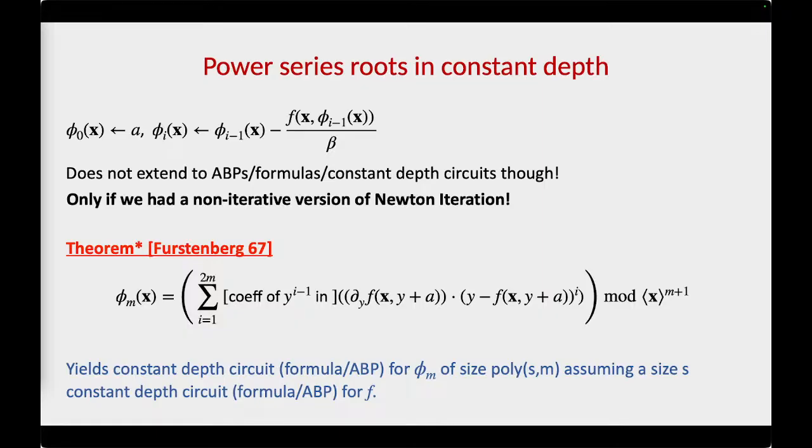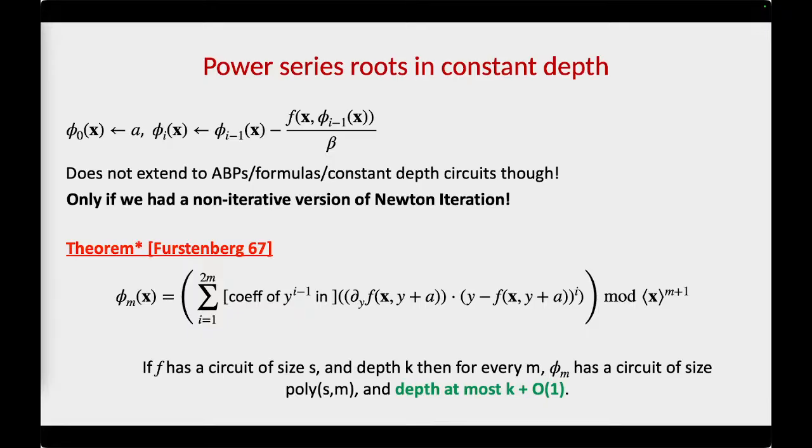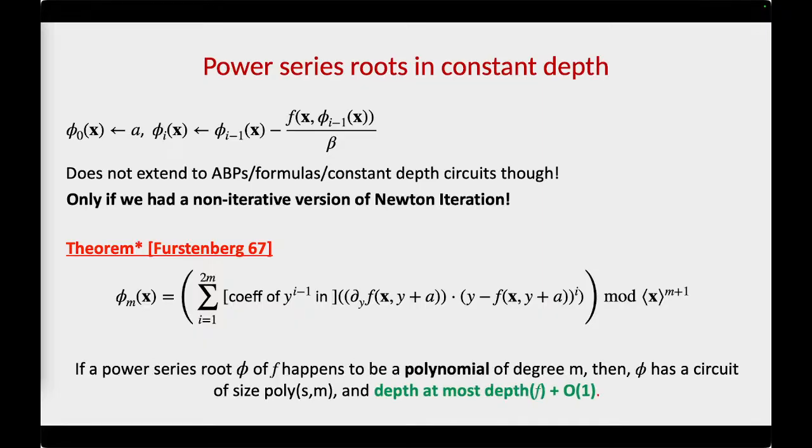Great. Okay. So at this point we have a constant depth circuit that computes the power series roots of a polynomial computable by a constant depth circuit. And this is enough, for instance, to give us a few things. For instance, if the power series root happens to be a polynomial, then this will tell us that this polynomial has a circuit of depth additively more than the depth of f. Okay, so this already proves Kaltofen's closure result for factors of the form y minus g of x.